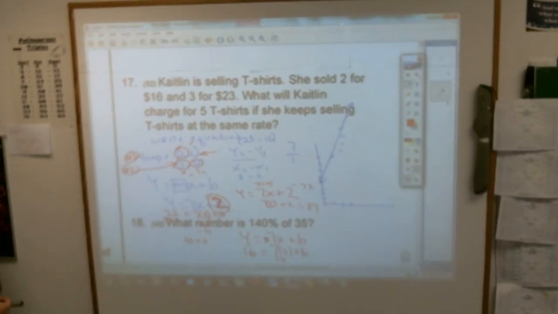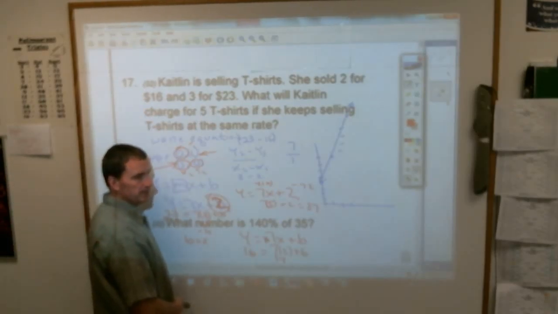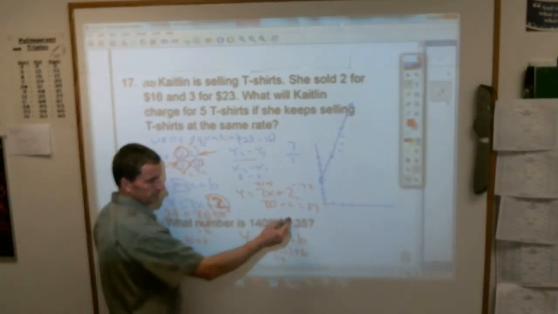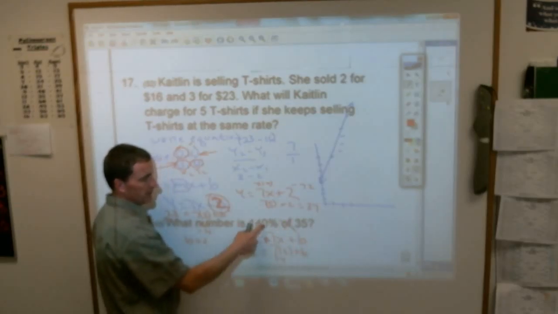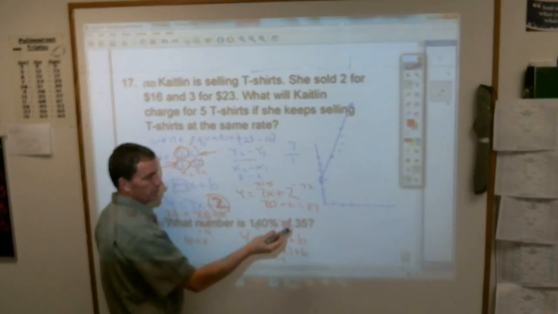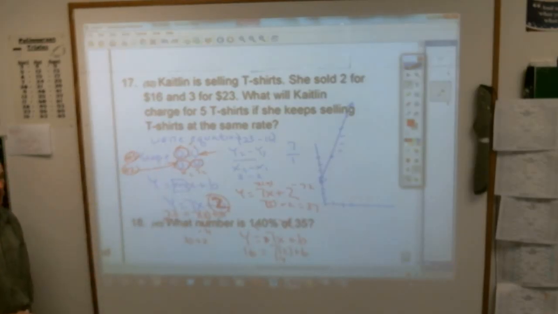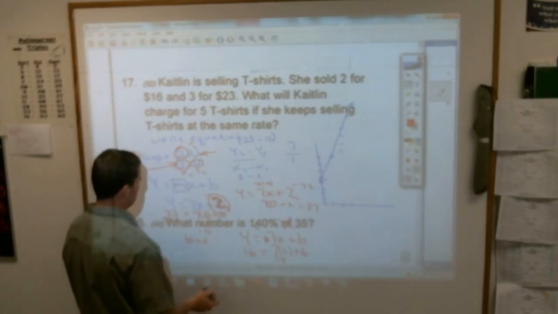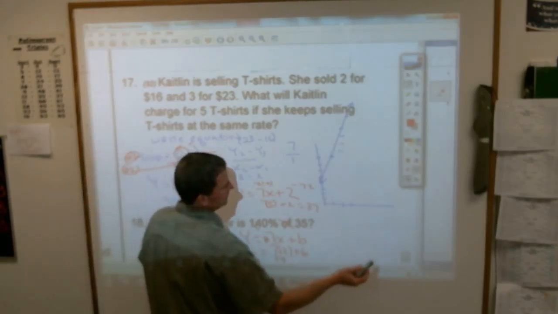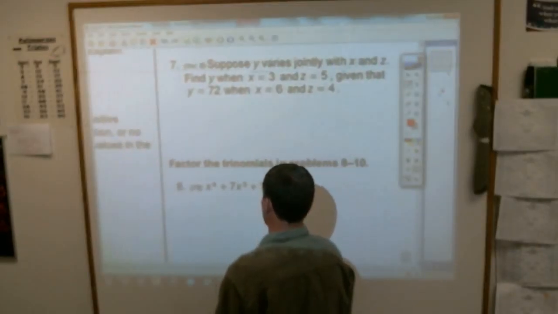Number 18. Alexa, what's the word mean? Change this to a decimal. How do I change it to a decimal? 1.4 times 35. You can't multiply 140% because you don't do percents with arithmetic very well. Grace, is Number 10 on this page or the other page? Last one on the last page?